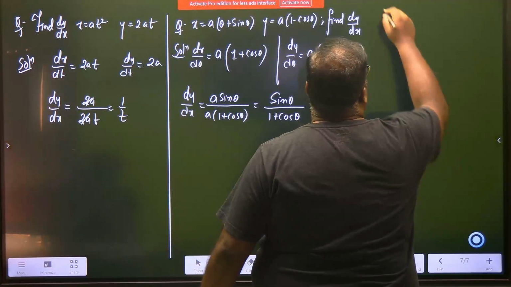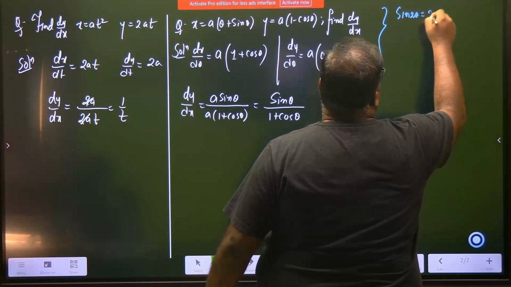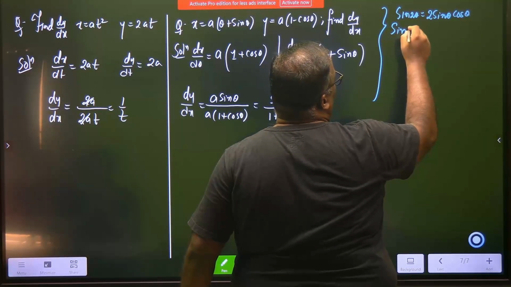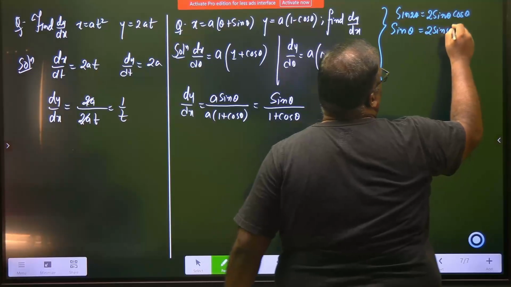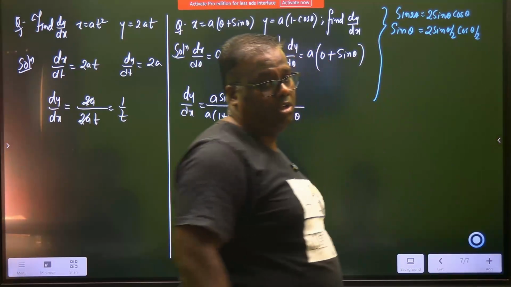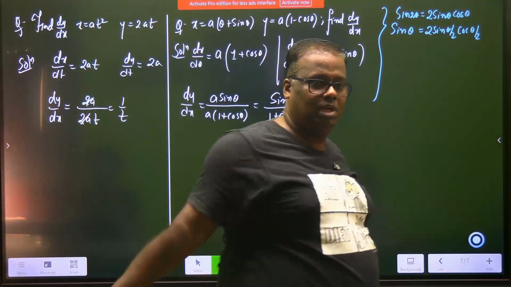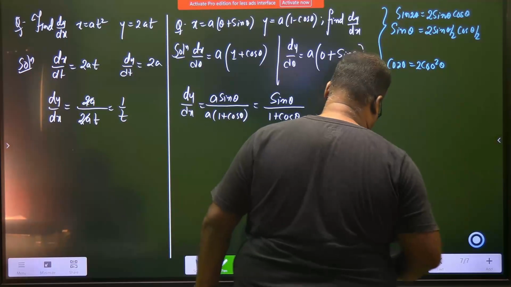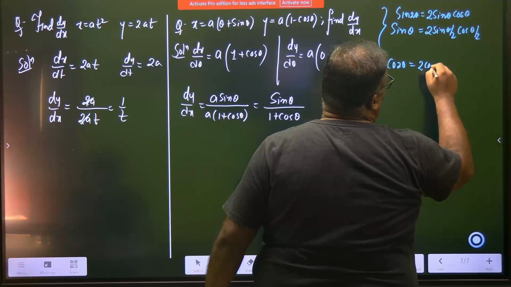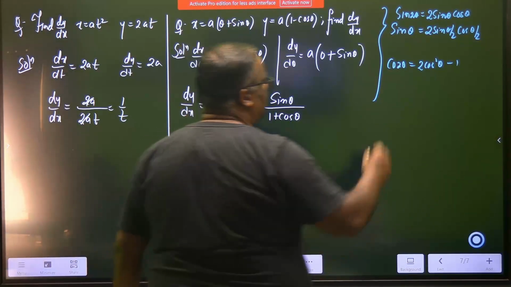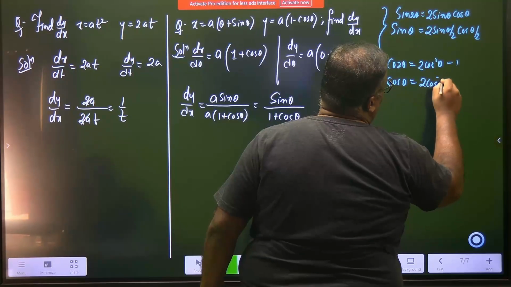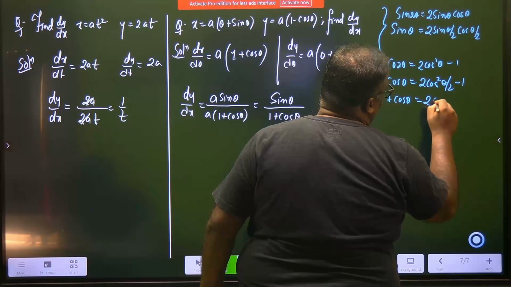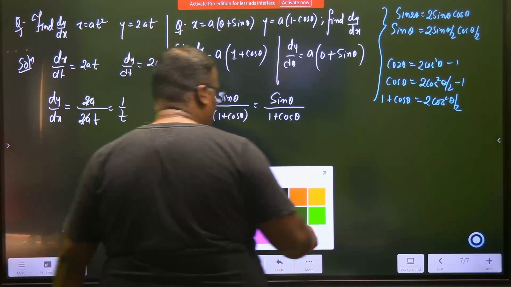Let's see some trigonometric juggleries out here. Sine 2 theta is equal to 2 sine theta cos theta. Children, do you agree or not? Right? That means sine theta should be 2 sine theta by 2 cos theta by 2. If 2 theta gives you theta, theta should give you theta by 2. Agreed? Then cos 2 theta is 2 cos square theta minus 1. Agreed? That means cos theta should be equal to 2 cos square theta by 2 minus 1. Agreed? That means 1 plus cos theta is equal to 2 cos square theta by 2. Agreed?